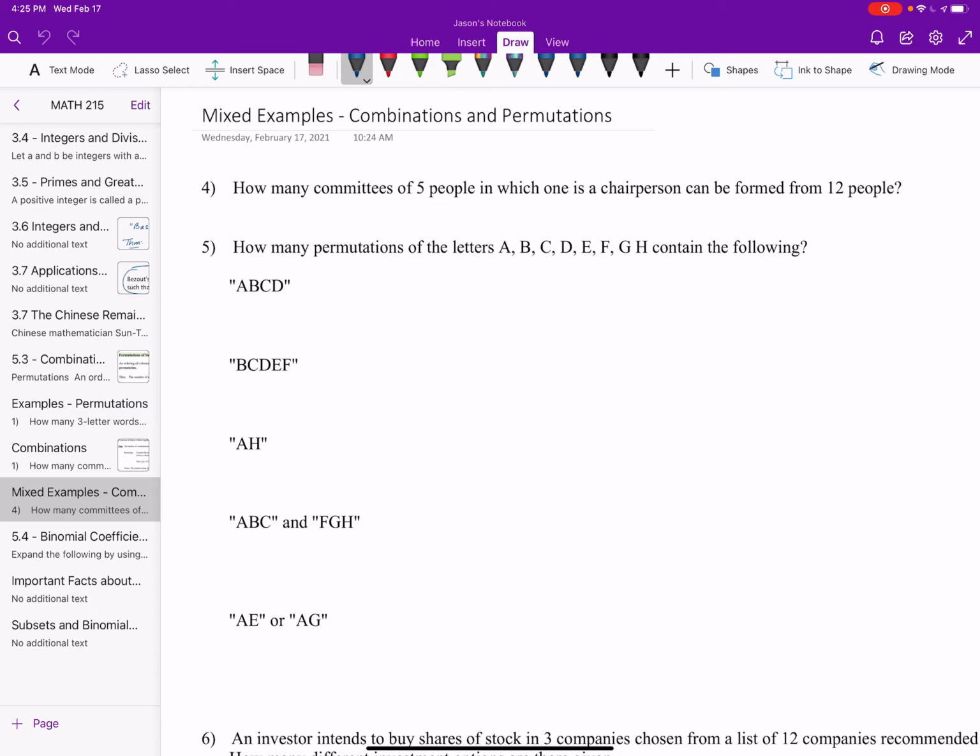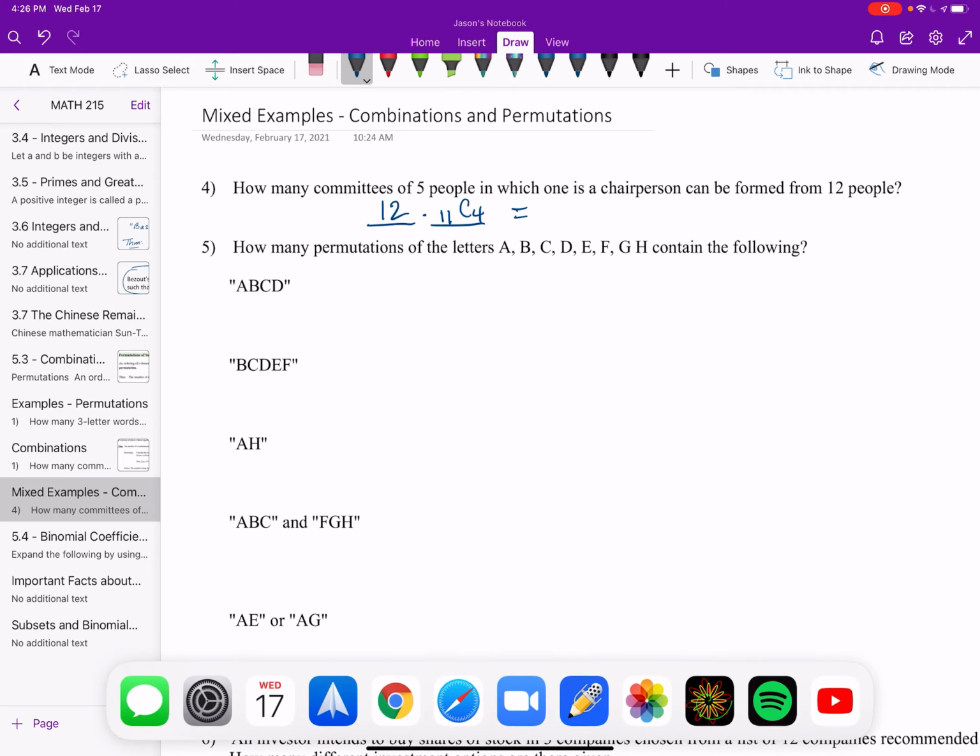and we want to form it from 12 people. Well, here's what we have to do. We have 2 basic steps in this problem. The first step, we're going to pick the chairperson, and that can be done in 12 ways. Now, what we want to do is pick 4 from the remaining 11, and we don't care about the order that they're being selected in because they're just going to be part of the group. So that's 12 times 11C4, and let's see what that comes out to be.